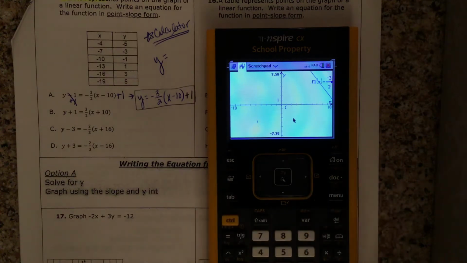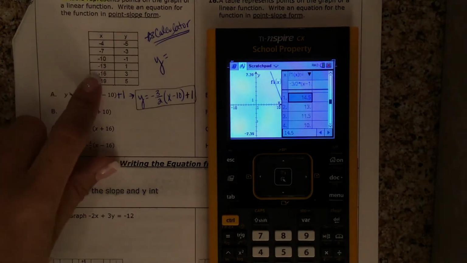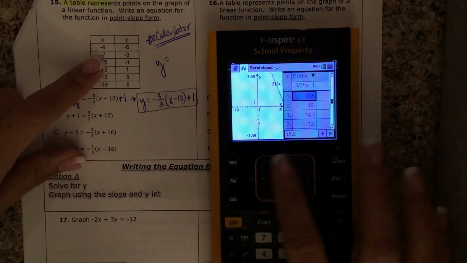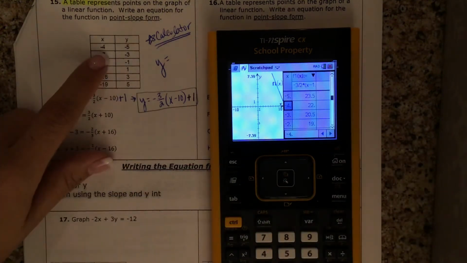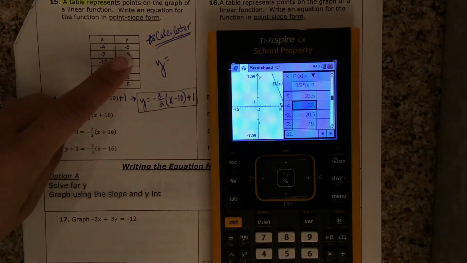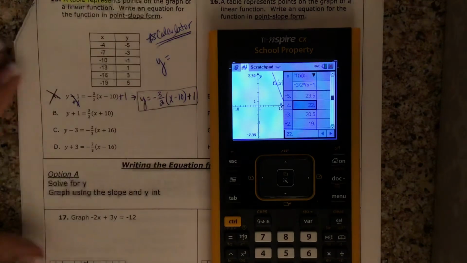I need to look at the table, Control-T. I'm going to see if it matches this table. So let's check the first ordered pair. We're going to scroll up. When x is -4, is my y value a -5? Nope, sure is not, it's 22. So A, unfortunately, is not the correct answer.